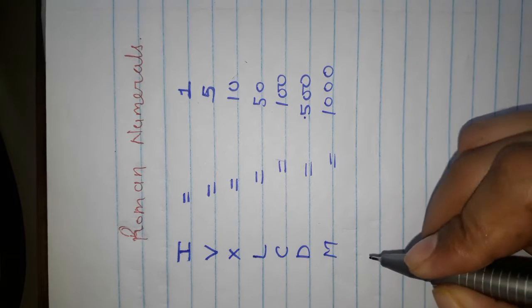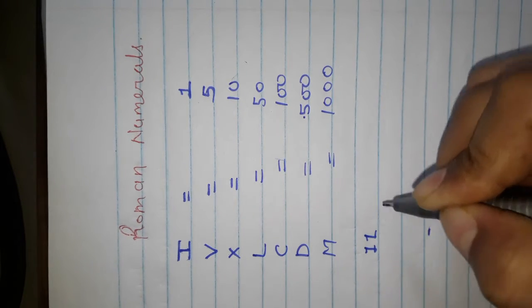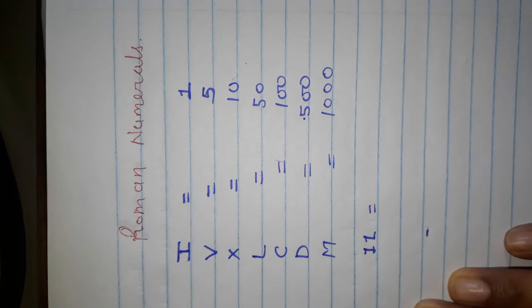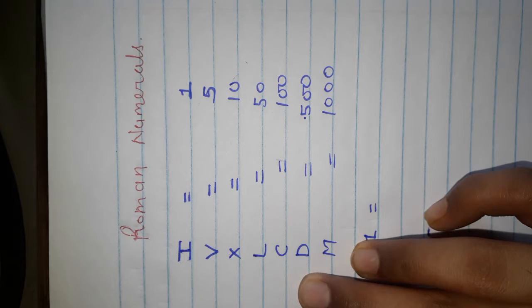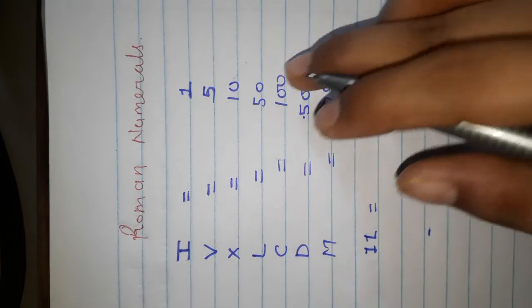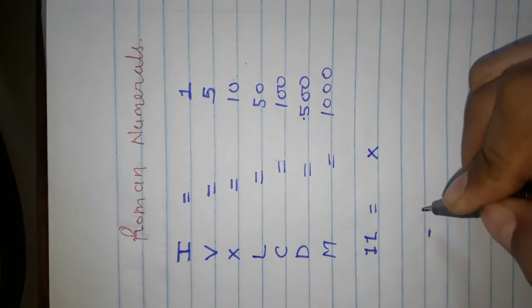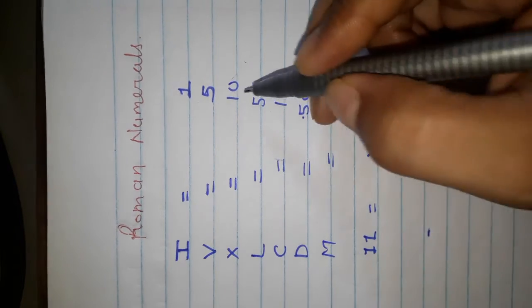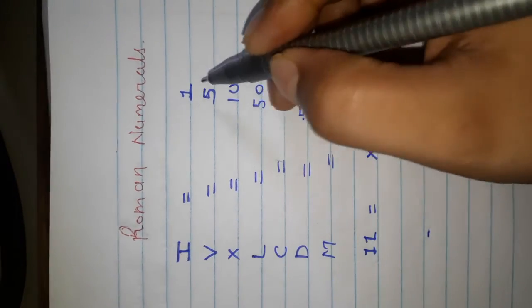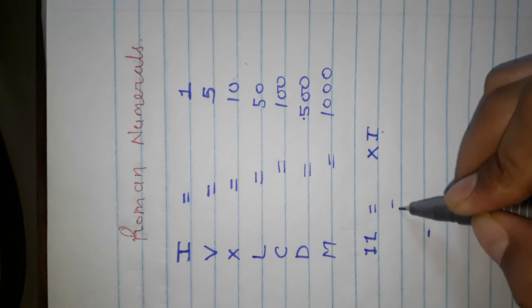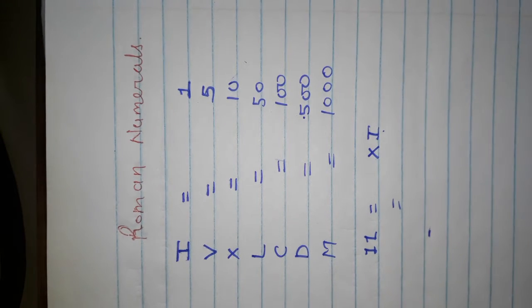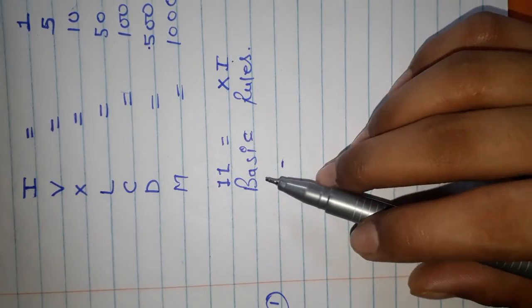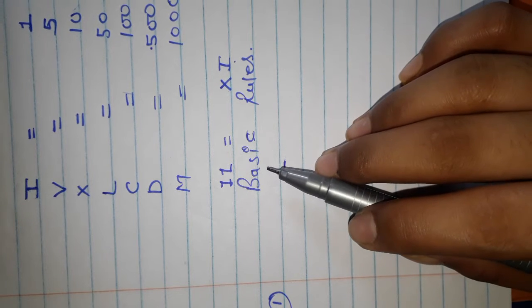Suppose we have to make 11 in a Roman number. How do we write it? To write 11 in a Roman number, we just add X and I. X means 10 and I means 1. These two Roman numerals together make 11. But there are some important rules to make these numbers, so we just learn them. There are some basic rules of making Roman numerals.